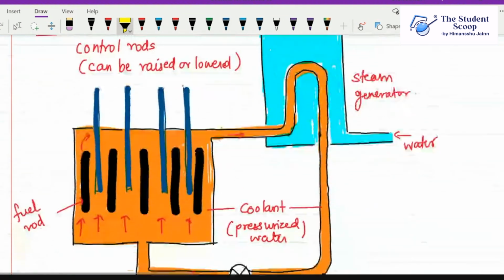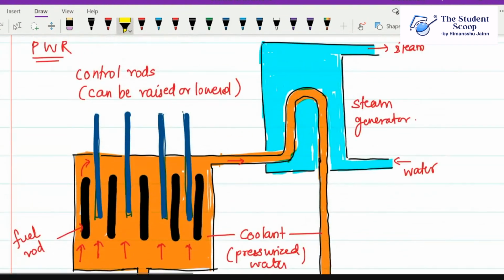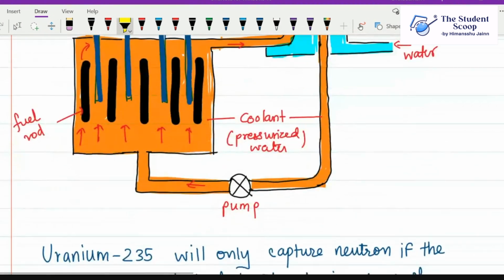Now we will talk about one of those reactors. There are two kinds of reactors: a gas cooled reactor and a pressurized water reactor. The only difference is the moderator, and we will talk about what a moderator is.